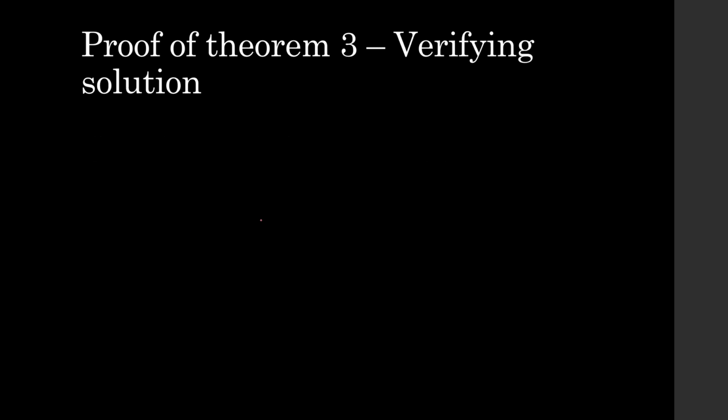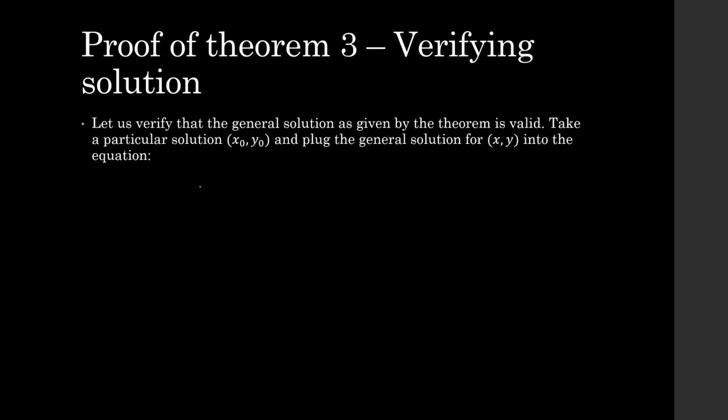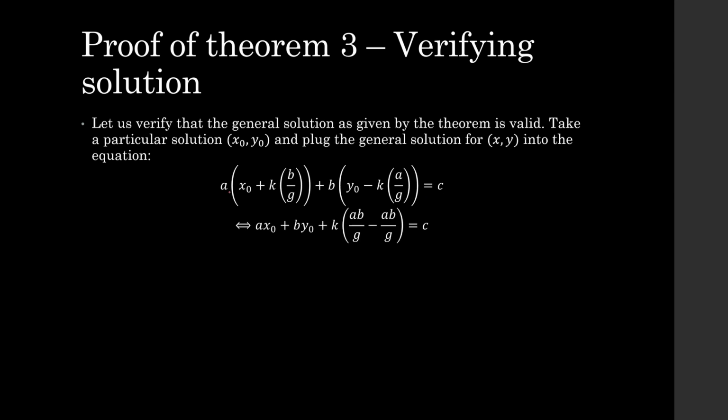So let's then verify that the solution actually works. Let's take a particular solution, x0 and y0, and plug it into the general solution for x and y. So we've got A times x0 plus k b over g, plus b times y0 minus k times a over g, which is just the format of the solution that we saw at the beginning, is equal to c. If I distribute and rearrange, I get a times x0 plus b times y0, and then a times k times b over g is going to be a b over g times k, and similarly here, I have b times a over g, that's going to be a b over g.